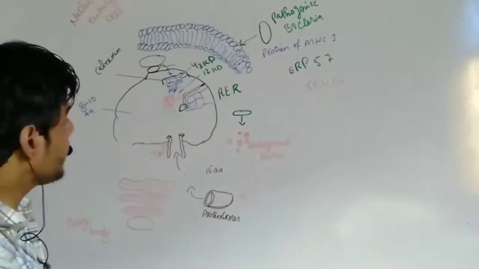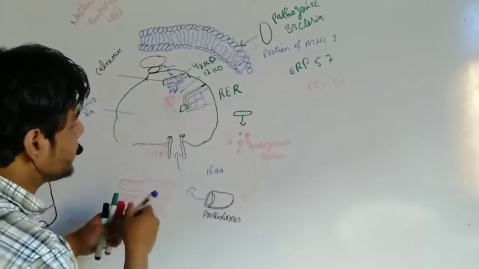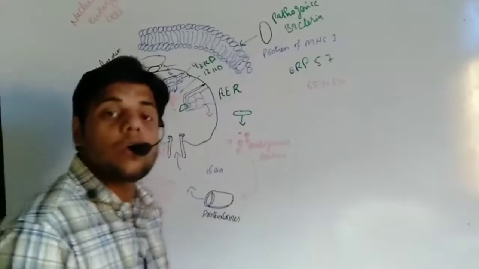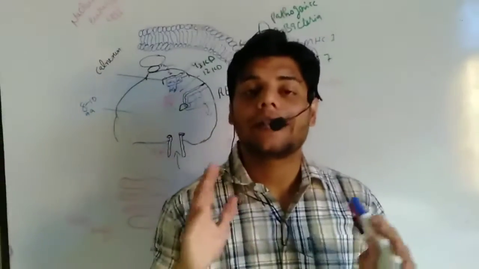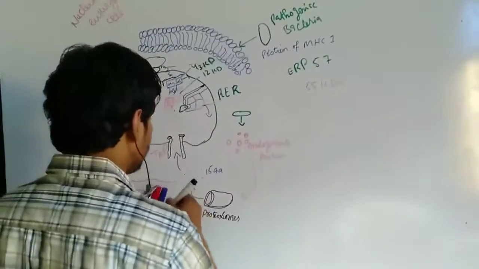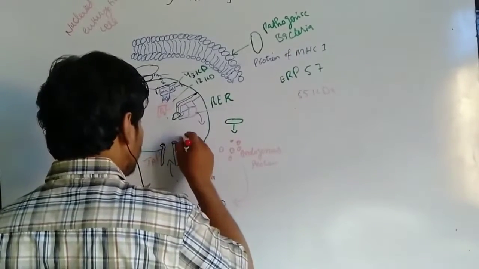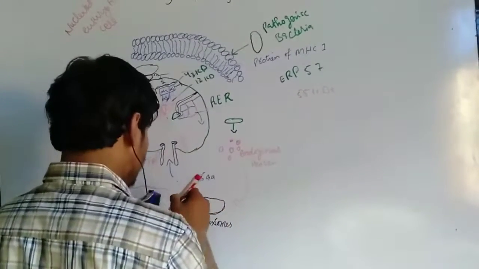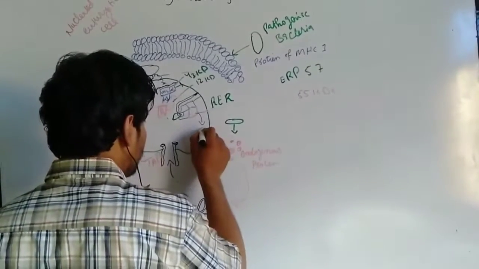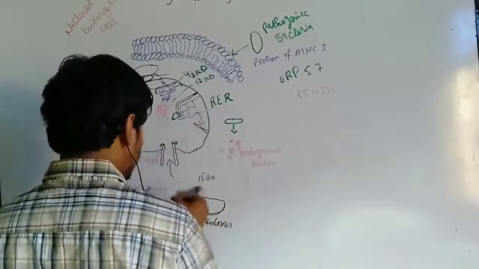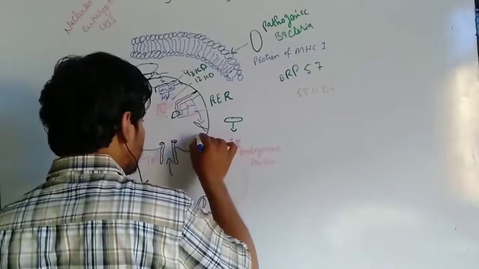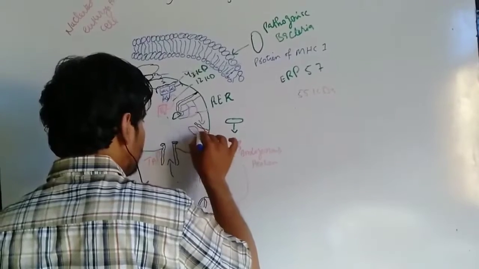Now after some time, this complete MHC1 molecule is transported and shifted to another protein which we call tapasin. Now what is tapasin actually doing here? Let me write here. So let's say these are the tapasin molecules. These are the chaperones. And this is the complete MHC molecule.